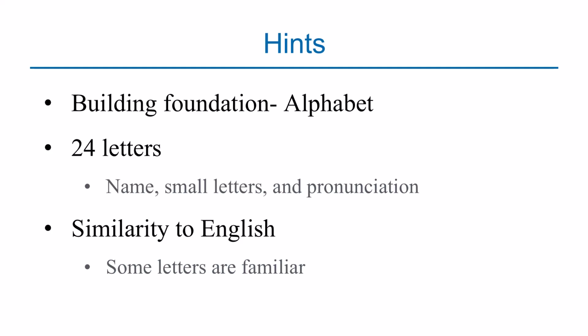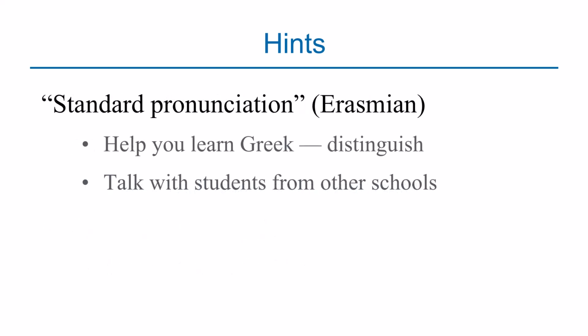As I said, the alphabet is a foundation for understanding Biblical Greek. And the Greek alphabet has 24 letters. And so our focus is going to be on the names and pronunciation of the small letters of the Greek alphabet. Like many other languages, Greek has a lot of similarities to English. You're going to see some letters that are familiar with English letters as we look at the alphabet.